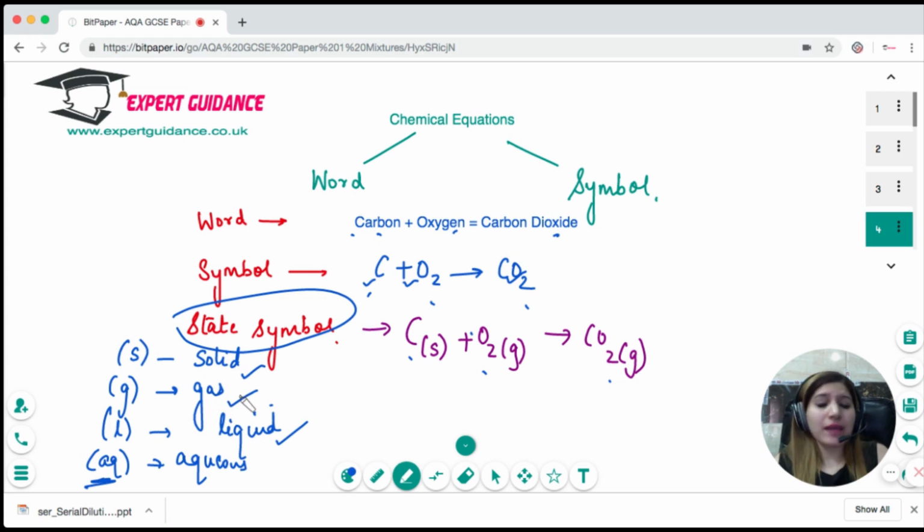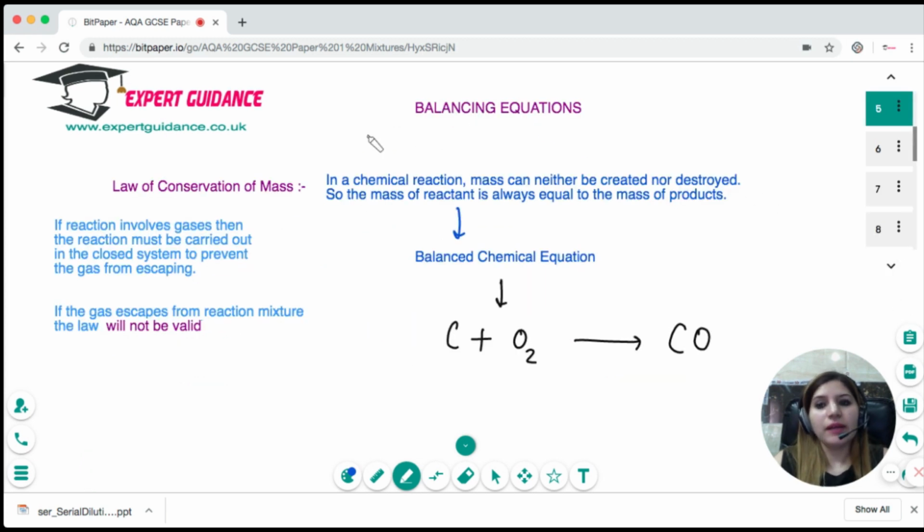So in chemistry, you should always develop a habit of writing a balanced chemical equation with the state symbols. Okay, so as we do different equations, we'll try to use the state symbols in them. Now, balancing equations is based on the principle of the law of conservation of mass.